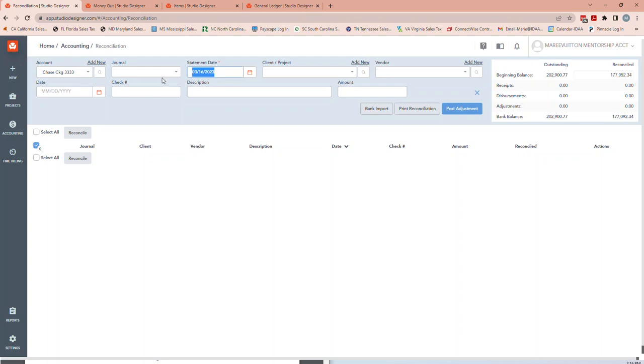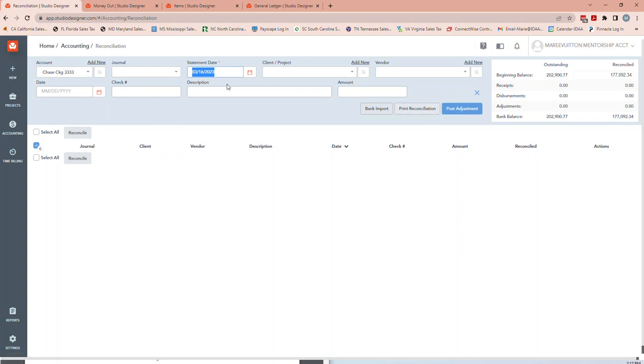You need to be referencing a statement ending date. Do not make one up or use today's date. This matters for a number of reasons, okay? And you should be saving. For all my clients and everybody I work with, I save all the bank statements, credit card, loan, all of it. And then I save the reconciliation reports.